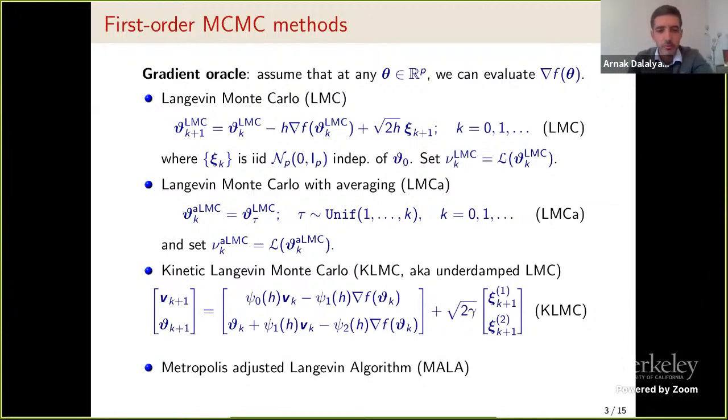And of course, for all the methods which are written here, we can also use the Metropolis-Hastings adjustment of these methods. In this talk, I will only focus on the case of the LMC, so the Metropolis-Hastings adjustment of the LMC, which is called in the literature MALA.